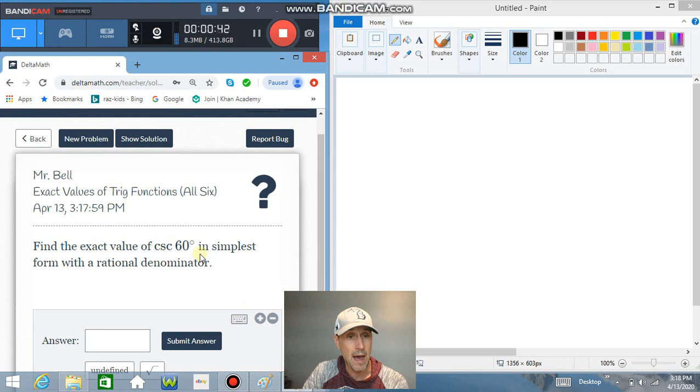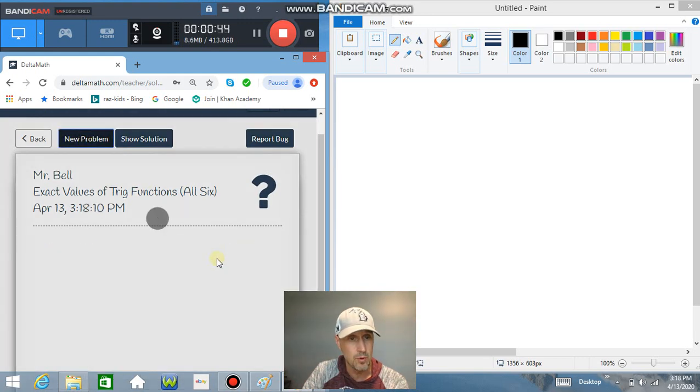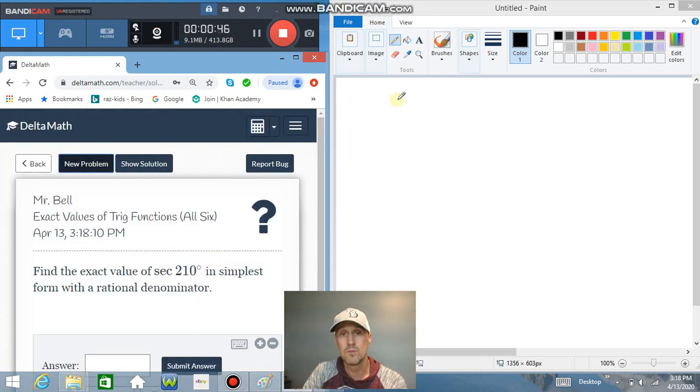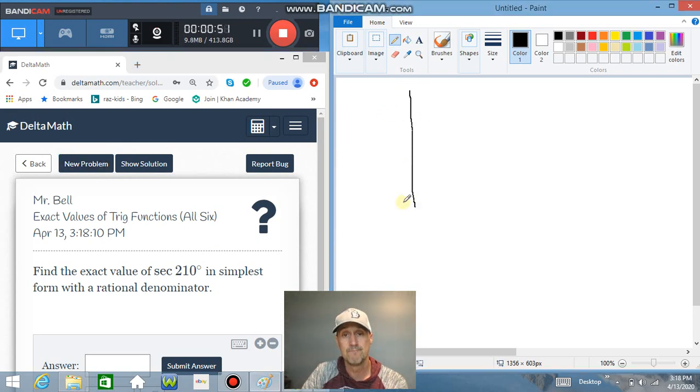I want to change it so I'm outside of the first quadrant, so I'm going to select a new problem for you. Let's do secant of 210. So let's draw the angle of 210. Remember, reference angles are key for these types of problems.